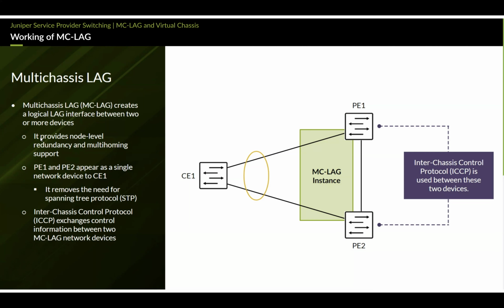So it provides node level redundancy and multi-homing support. Multi-homing means the customer is connected to two or multiple service provider POPs. It also provides redundancy. If one link goes down, another link will be active. If one POP is down, another POP will be active. P1 and P2 appear as a single network device to C1. If you look from C1, both links come from the same device. In the provider the physical devices are different, but they are logically the same.